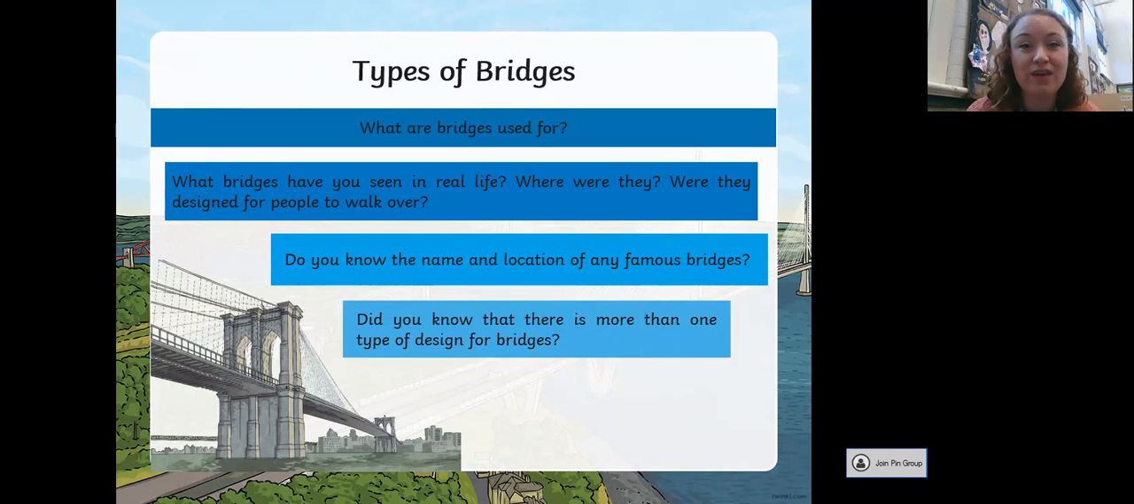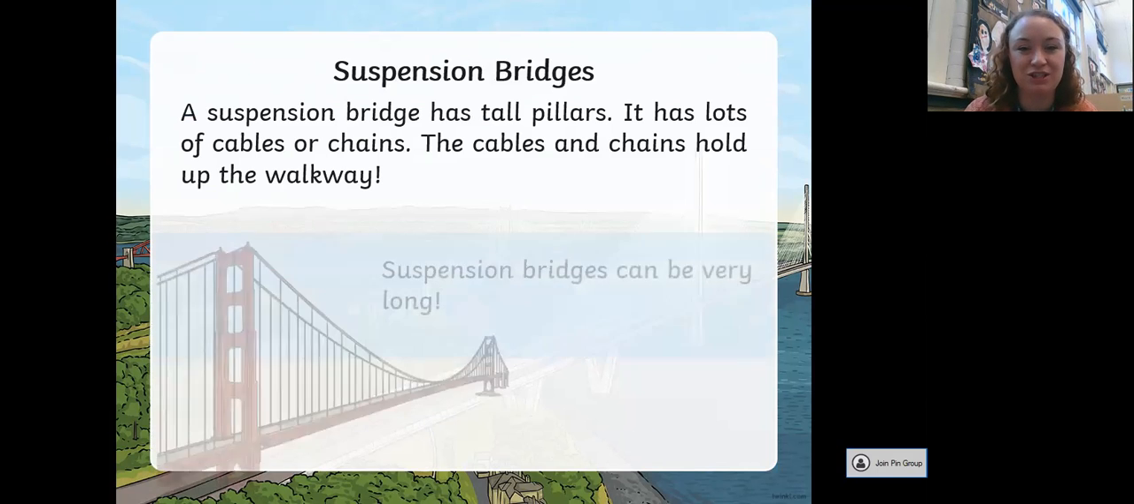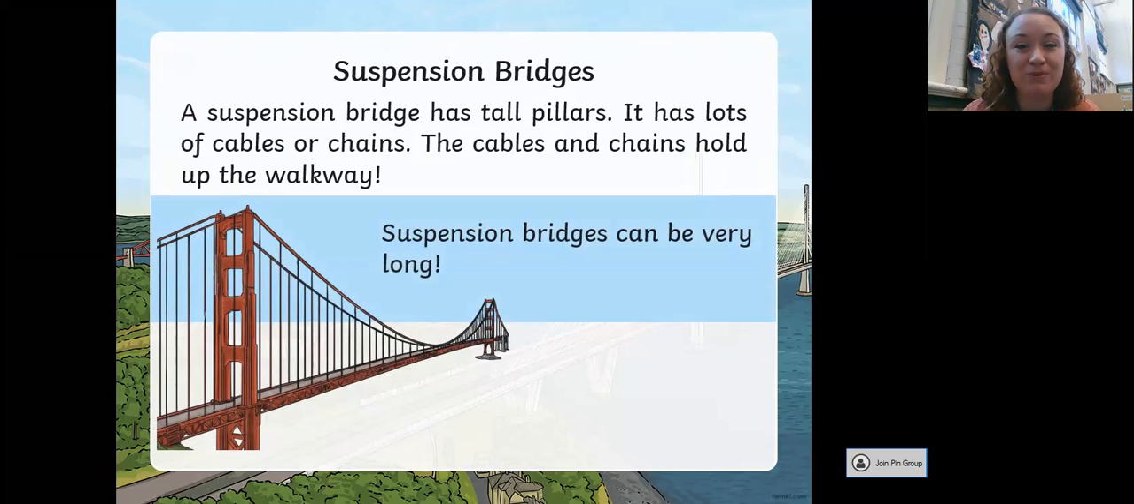And did you know that there are more than one type of bridges? There are actually quite a few. We're going to look at some together. First type of bridge is a suspension bridge. Suspension bridges have tall pillars and lots of cables or chains. What do you think the cables and chains are doing? Have a look at the picture. The cables and chains are holding up the walkway or driveway if this bridge has cars on top. Suspension bridges can be very, very long.